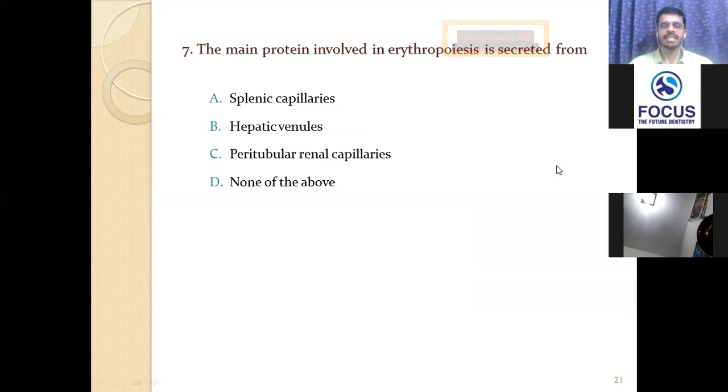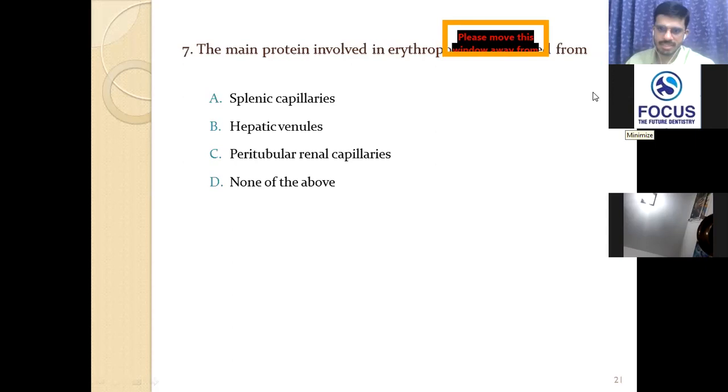The main protein involved in erythropoiesis is secreted from? Good. The peritubular capillaries of the kidney, peritubular renal capillaries. And what is that protein? Erythropoietin. Good. Erythropoietin. Nice.